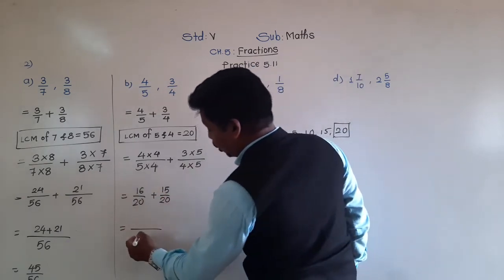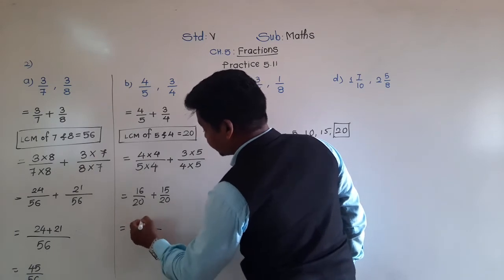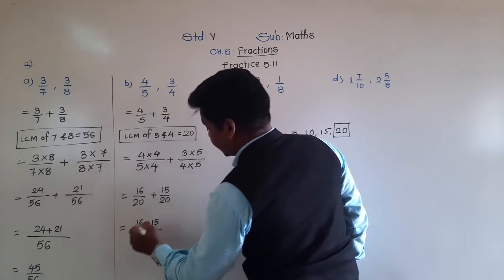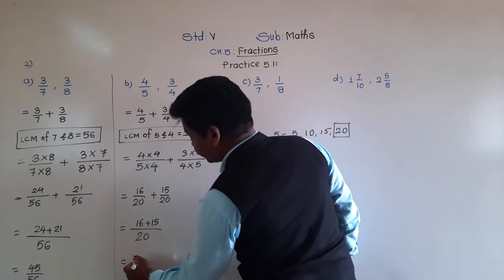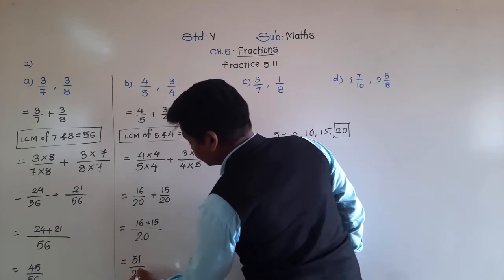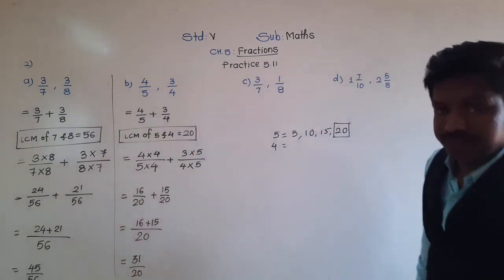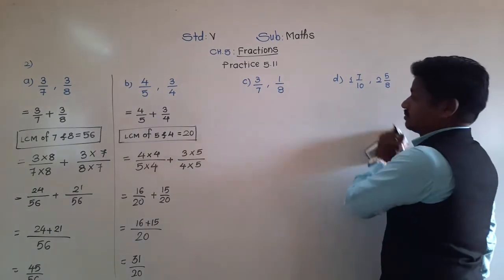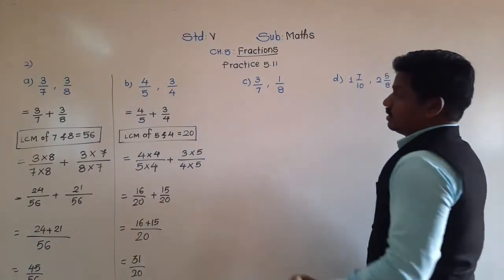Denominator is same now. Take it common. Add the numerator 16 plus 15. And the answer is 16 plus 15, 31 upon 20. Okay? Next.